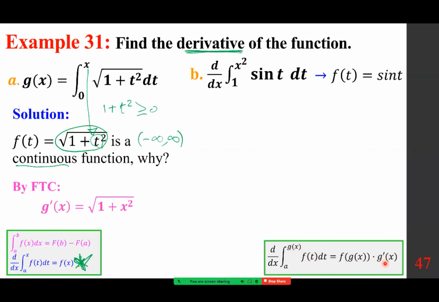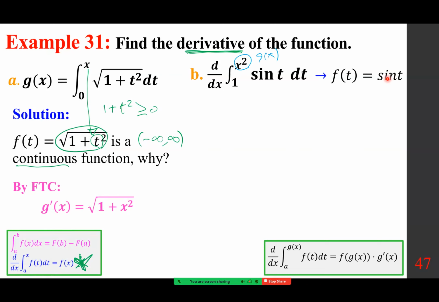So I'm going to show you two ways on this one so you've been exposed to that. First and foremost, just following that, replace the t with g of x, x squared. So your g of x is x squared.